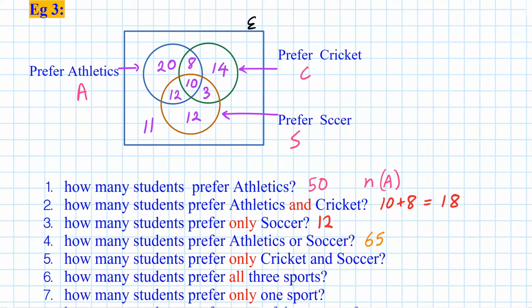Let's read the next one and try yourself. I'll give you maybe 10 seconds. Okay, it says prefer only cricket and soccer. Only cricket and soccer means it is in cricket and soccer but not in athletics. Hence, simply these three students only prefer cricket and soccer but not athletics.